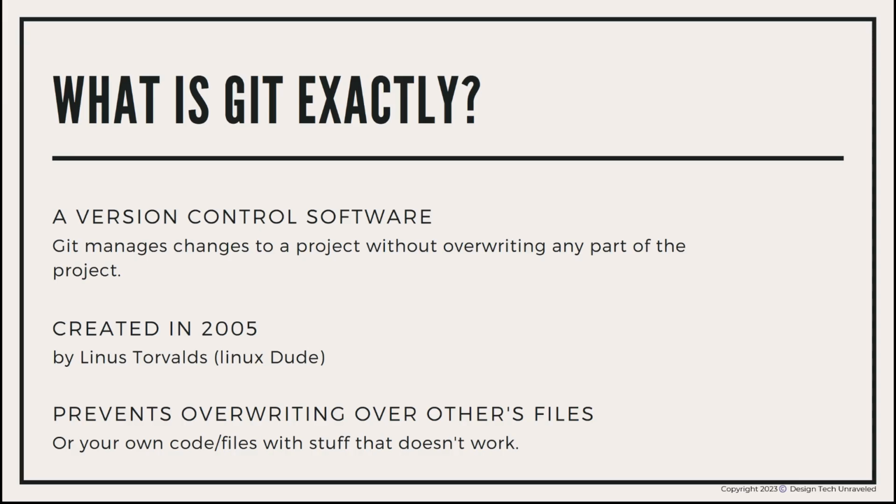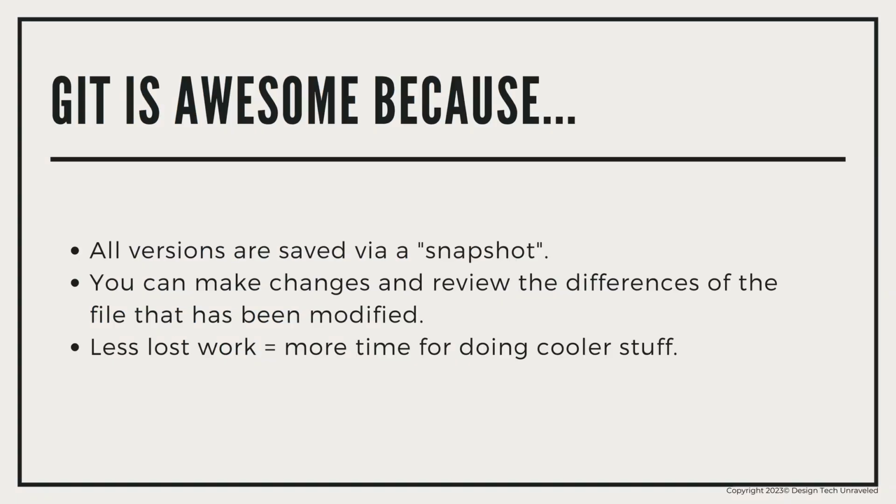So it prevents a lot of those things. Dynamo is hosted on GitHub and it uses Git as a process for version control. Git's awesome because all versions are saved by a snapshot. So you have a snapshot of every change you've made to your code. You can make changes and review the differences of the file that has been modified. Less lost work equals more time to do cooler stuff. So if you're not having to rewrite code, you have a whole lot more time to do really cool things in Dynamo or whatever else you're doing. So that's something else to keep in mind.